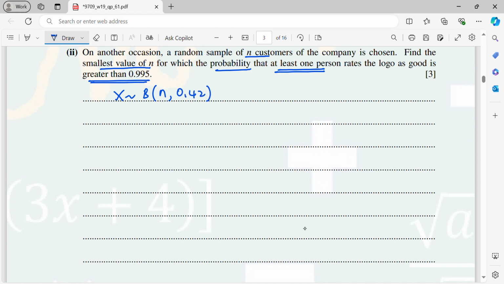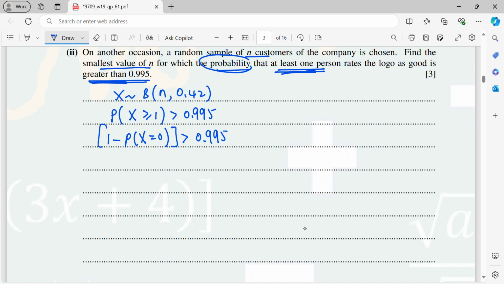Okay, and now here the probability P, where x is the number of customers who rated the logo as good, at least 1, so x is greater than or equal to 1, and the probability is greater than 0.995. At least 1 means 1 until n. So I will just say it is 1 minus the previous value. Less than 1 means it will be 0. So 1 minus P(x = 0) is greater than 0.995.